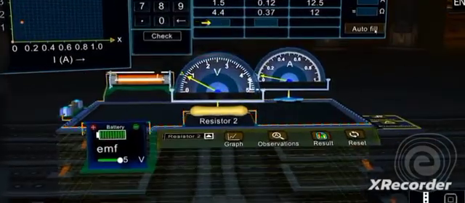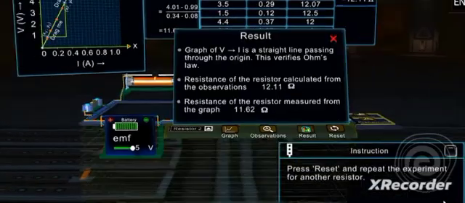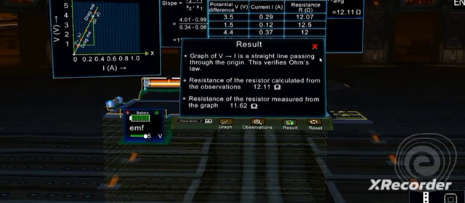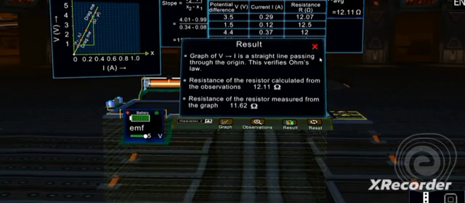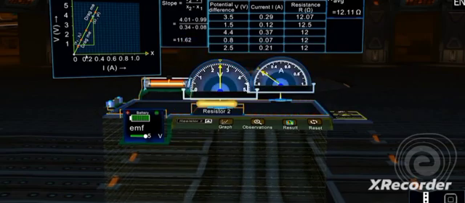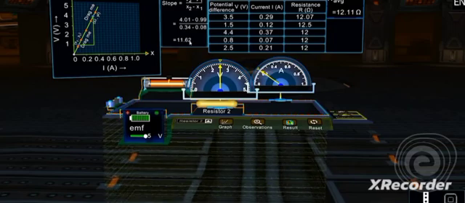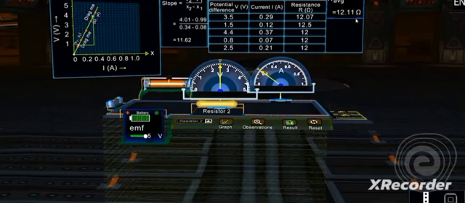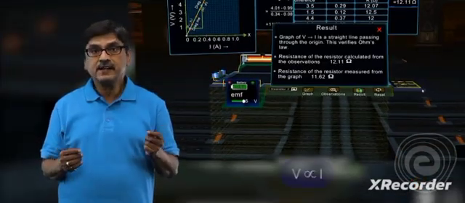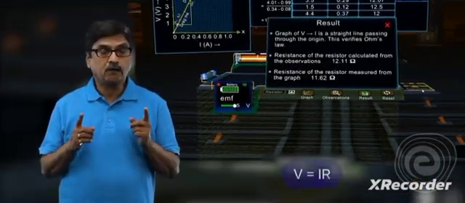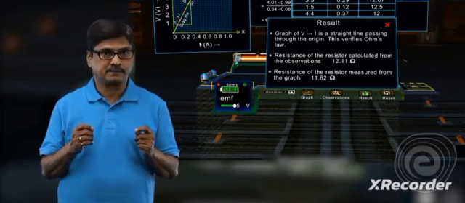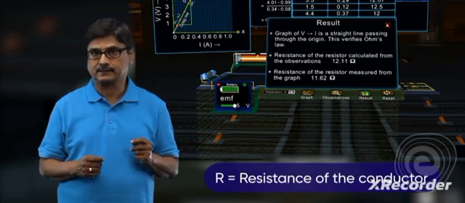Let us examine the inferences drawn from the experiment. Graph of V versus I is a straight line passing through the origin. This verifies Ohm's law. According to Ohm's law, the current flowing through a conductor is directly proportional to the potential difference across its ends, provided the temperature remains constant. Mathematically, V is directly proportional to I, or V equals IR, where R is the constant of proportionality. It is known as the resistance of the conductor.